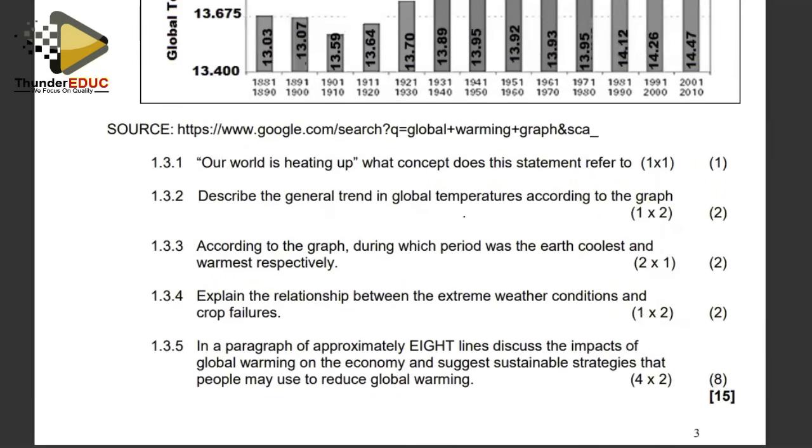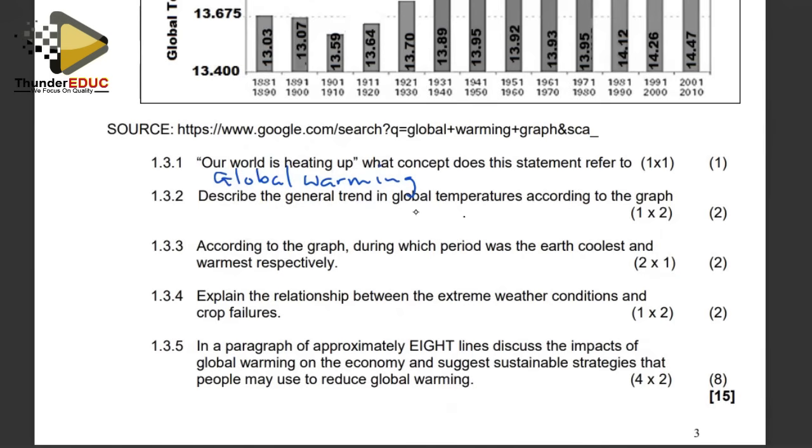Our world is heating up. What concept does this statement refer to? Our world is heating up. Whenever we talk about the world heating up, that is global warming. The general rise in the world temperatures is global warming.